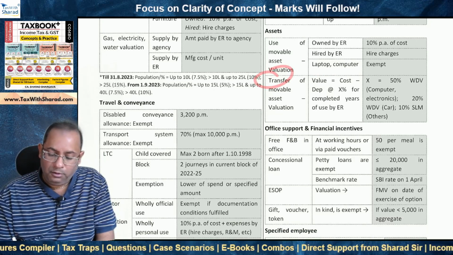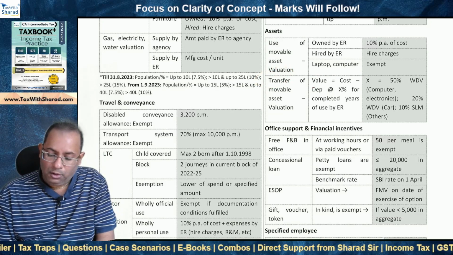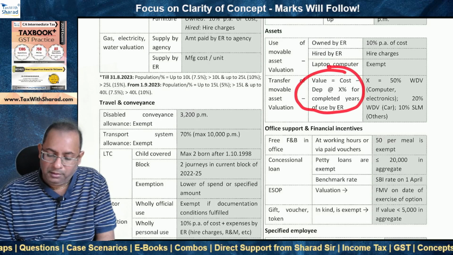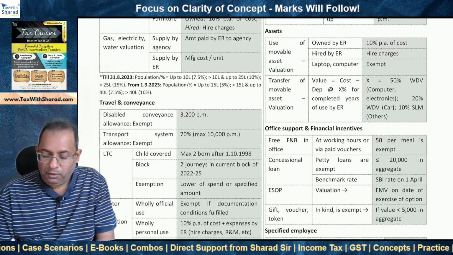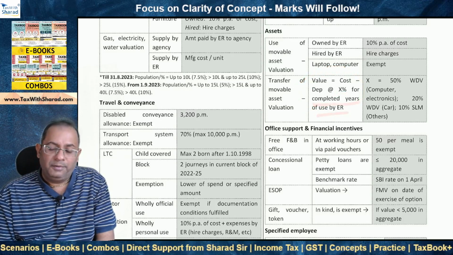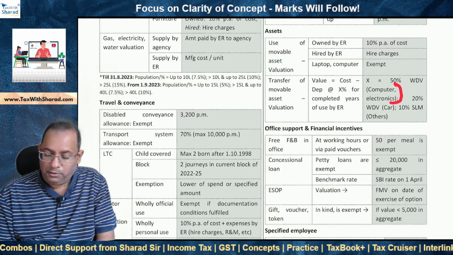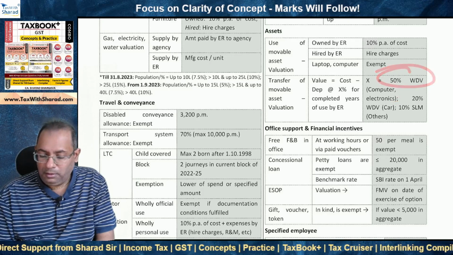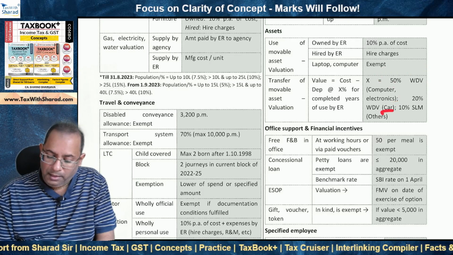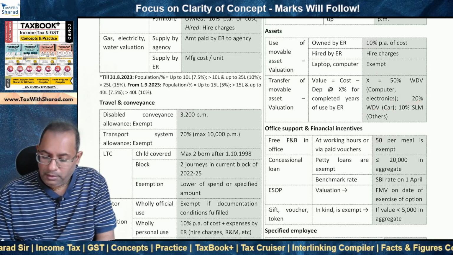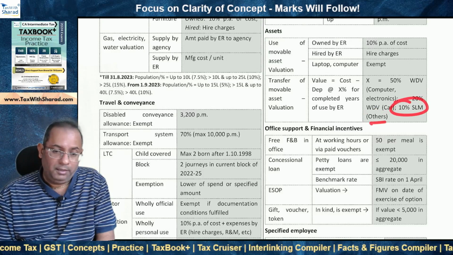In case of transfer of movable asset, the value is cost minus depreciation at X percentage for completed years of use by the employer. And what is X percentage? In case of computer or electronics, it is 15% on WDV method. In case of car, it is 20% on WDV method. In case of others, it is 10% on straight line method, SLM.